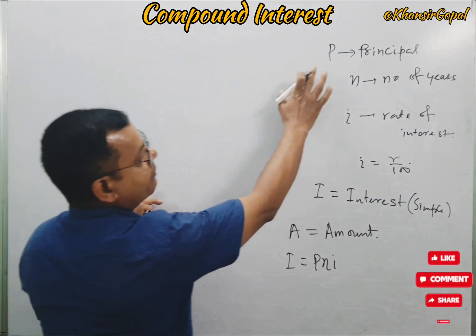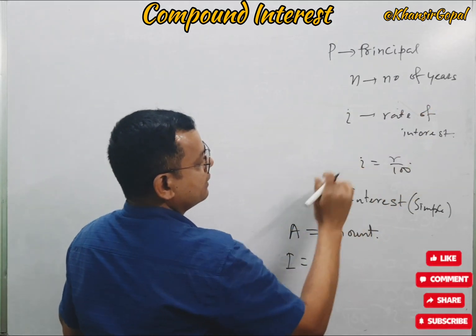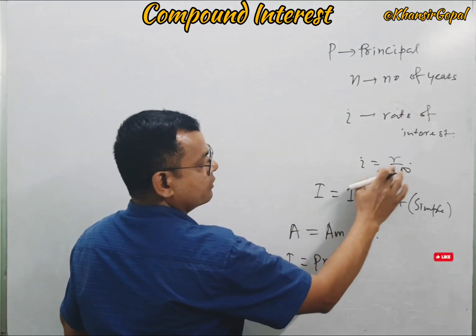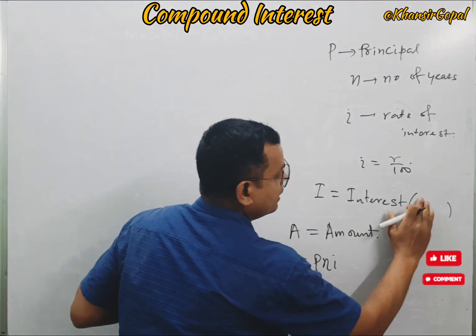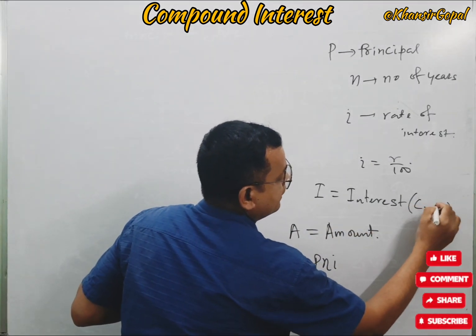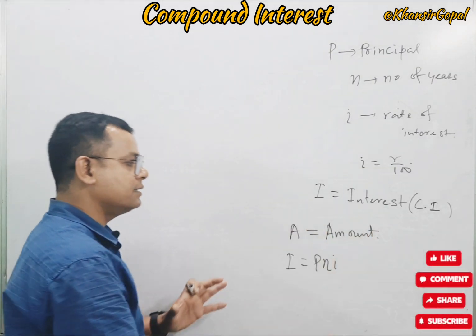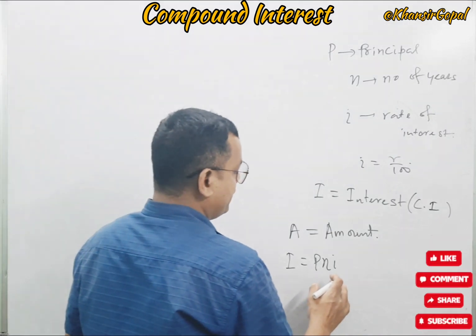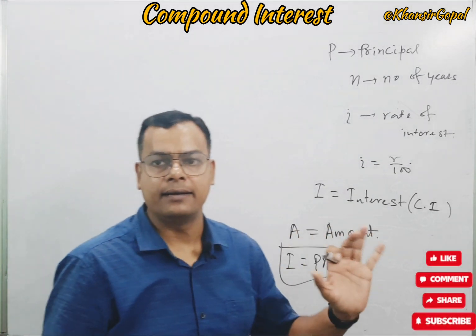Here I have already written P is principal, N is number of years, I is rate of interest. You can write small i equal to R by 100 also. I is interest, but here it will be compound interest, CI, and A equals amount, that is after certain years. I equal to PNI, that is actually the simple interest formula, that I will also apply.